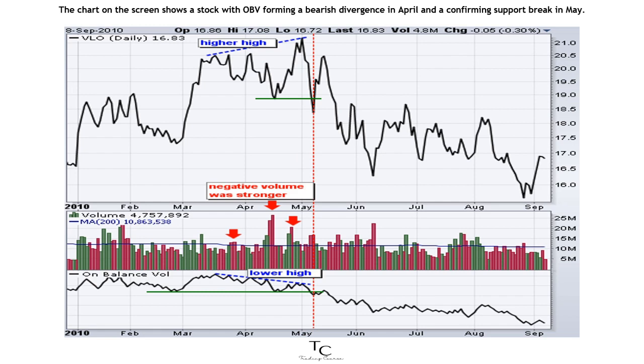The chart on the screen shows a stock with OBV forming a bearish divergence in April and a confirming support break in May.